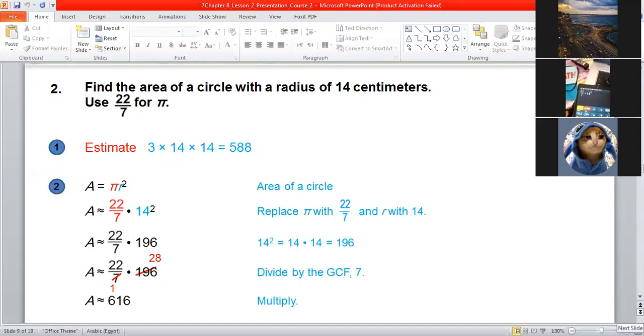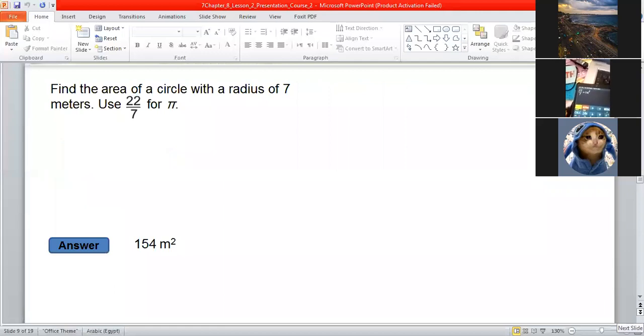Clear, Muhammad? Clear. Is it clear? Yeah. Okay. Look with me at the next example. Read the question, please, Muhammad. Find the area of the circle with a radius of 7 meters. Use 22/7 for pi. So pi here in this example, Muhammad, is equal to 22/7, right? Right. Pi here is equal to 22/7.